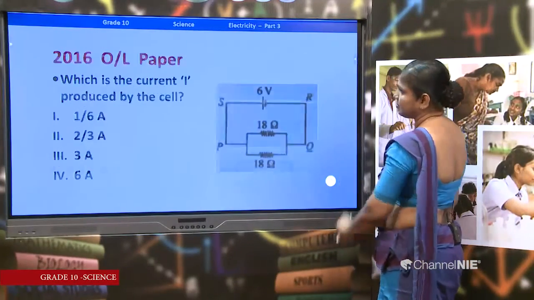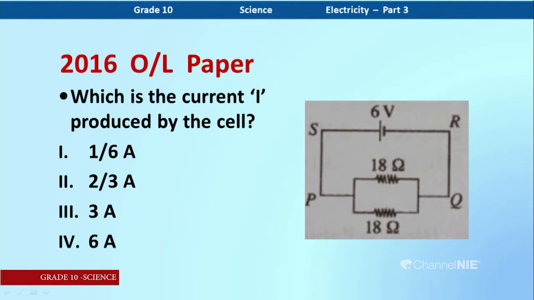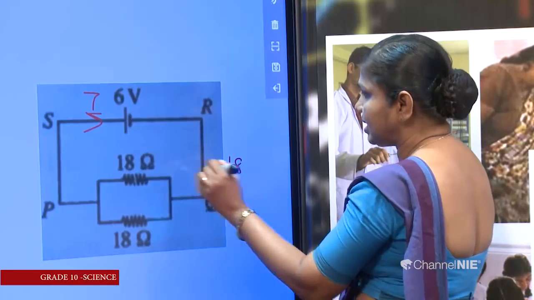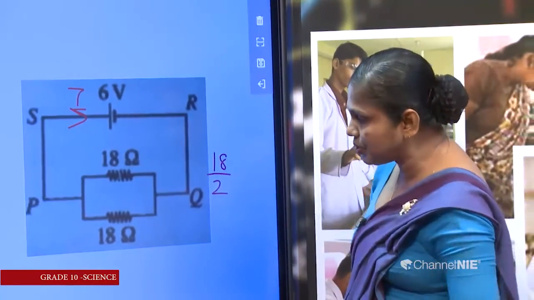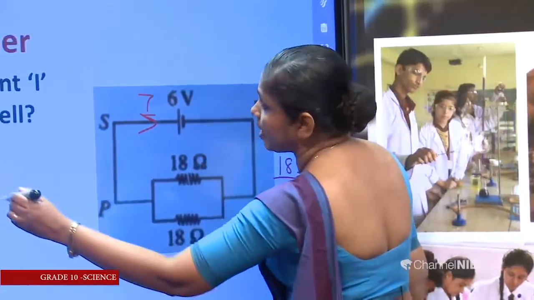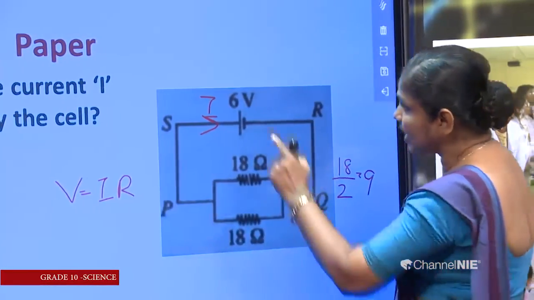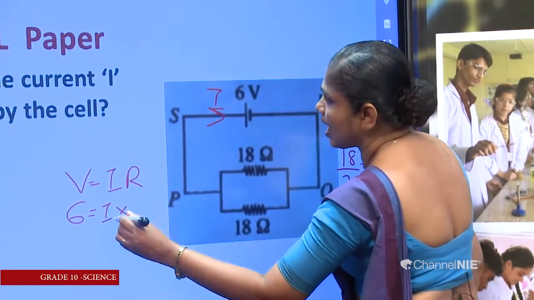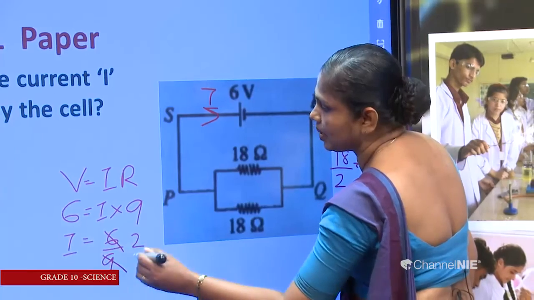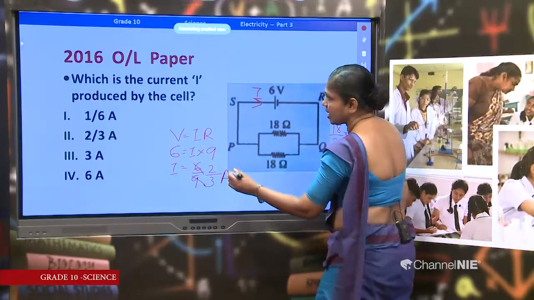Now go to the next. What is the current I produced by the cell here? Here children, to find the current I, you need to find the equivalent here. Here equivalent is value of one resistor over number of resistors. That is, 18 is the value of one resistor. Number of resistors 2. 18 over 2, 9. 9 is the equivalent resistance. Then current flow can be found. V equals IR. V is 6. I we don't know. R is 9. Then I equals 6 over 9. That is 2 over 3. 2 over 3 amperes. Answer this.